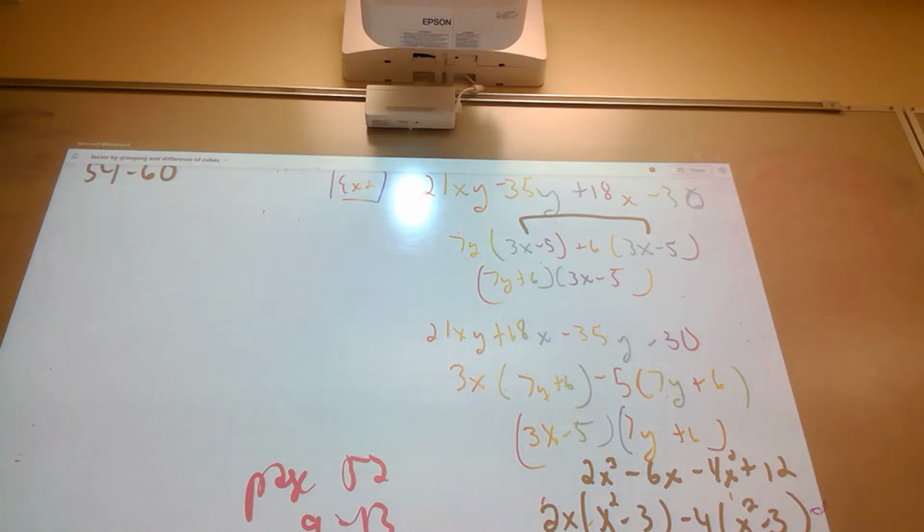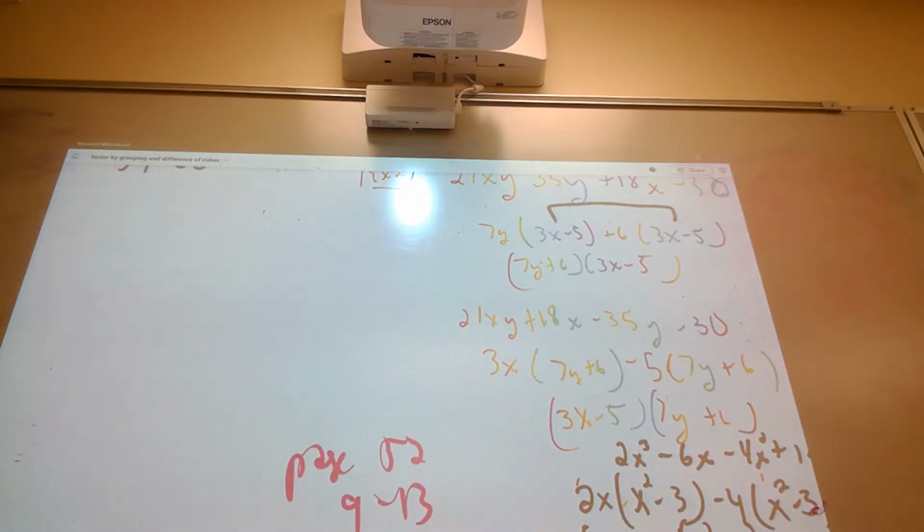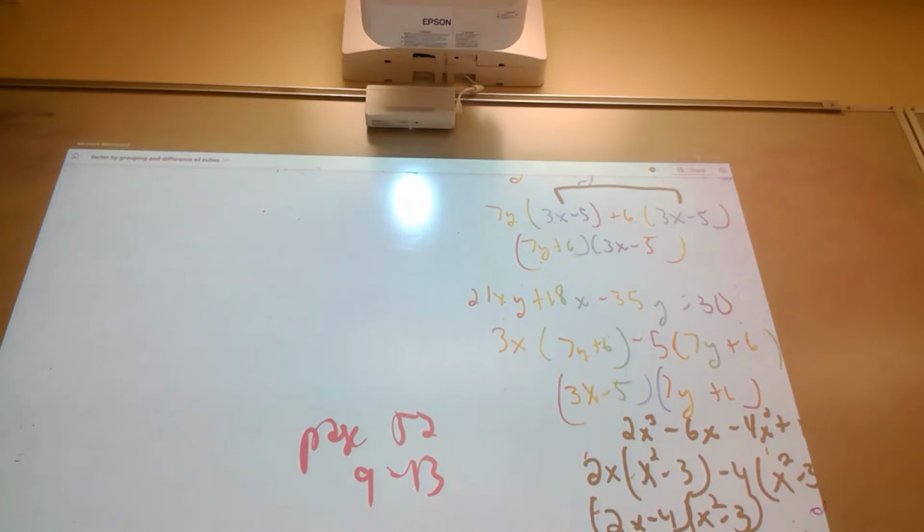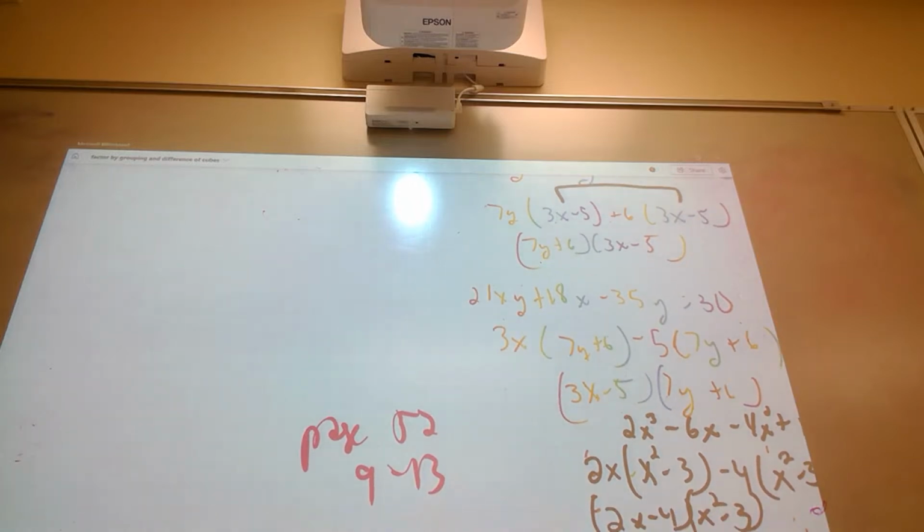Okay, now we're going to go back to page 52. We're going to do 9 through 13. You finish the odd, then you can start your even. So we're starting with 9, 3x cubed plus x squared plus 6x plus 2. Pull out what you can from the first 2 terms and then from the second 2 terms.